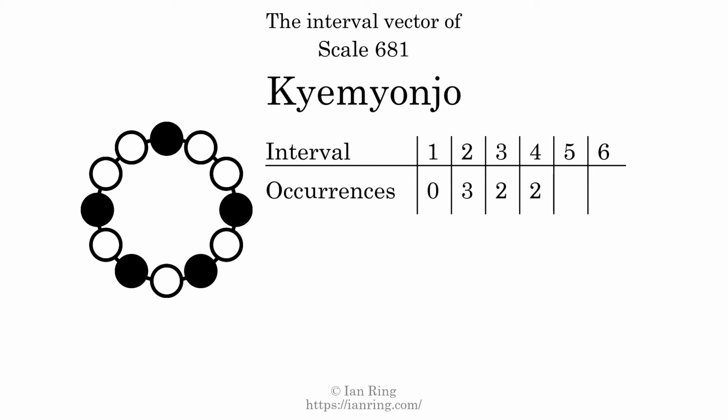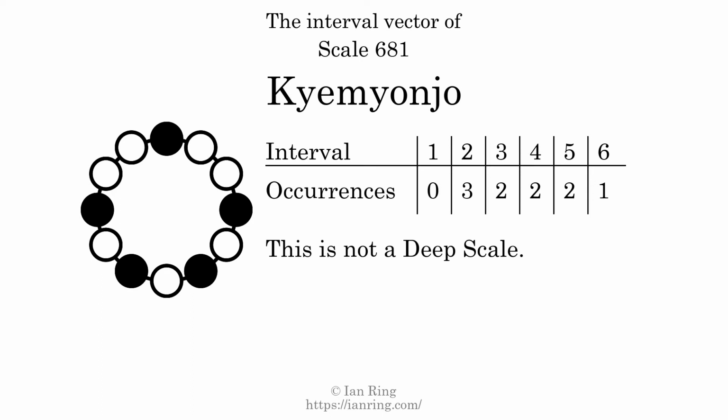There are 2 intervals with the size of 4 semitones. They are here, and here. There are 2 intervals with the size of 5 semitones. They are here, and here. There is 1 interval with a size of 6 semitones. It is here. Each interval does not appear in this scale a unique number of times, so this is not a deep scale.